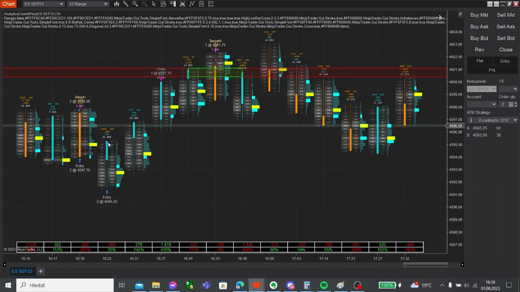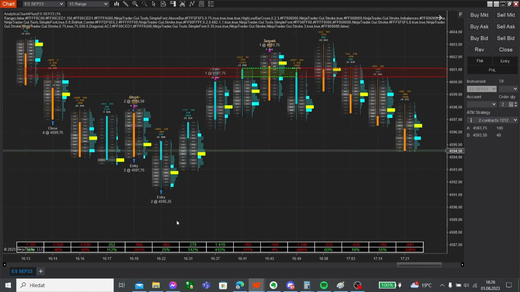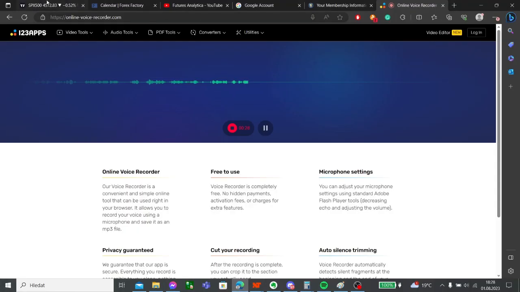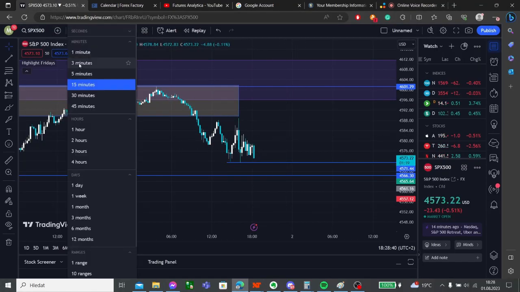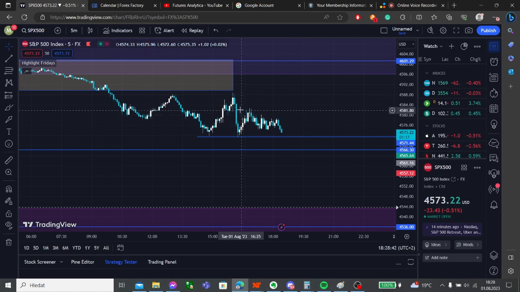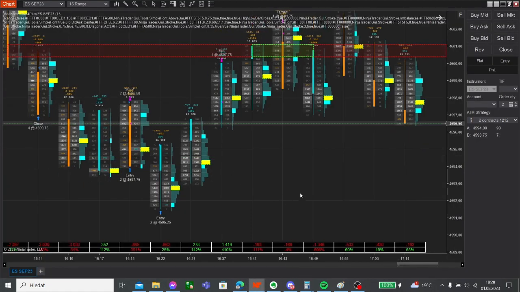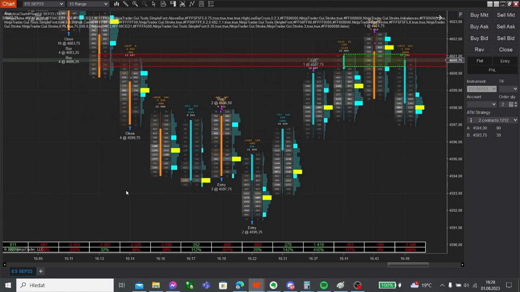I took it here. I entered with two contracts, and I'm going to tell you why. So we saw a strong downtrend going into this zone. Then I noticed that... I'm going to show you also on these candlestick charts. This was the downtrend. You can see aggressive sellers selling, selling, selling.